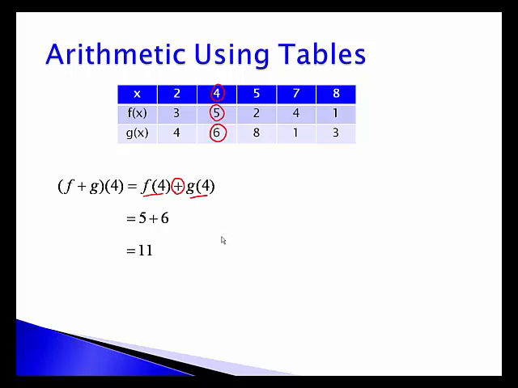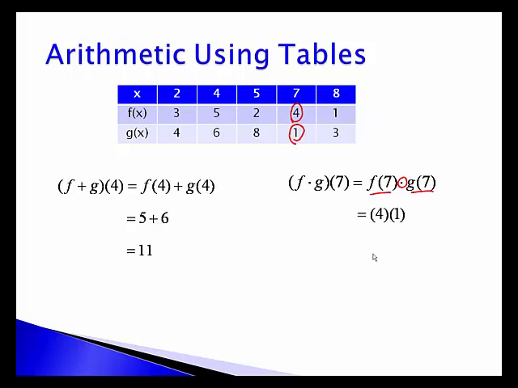Let's look at another one based on this same table. This time, it's going to be multiplication. (f times g) of 7 is equal to f of 7 times g of 7. Once again, I can break it apart, and once I evaluate these two, I'll multiply what I get. So let's read the table for f of 7. Well, f of 7 is 4, and g of 7 is 1. So I simply want to multiply 4 times 1, and my final answer would be 4.